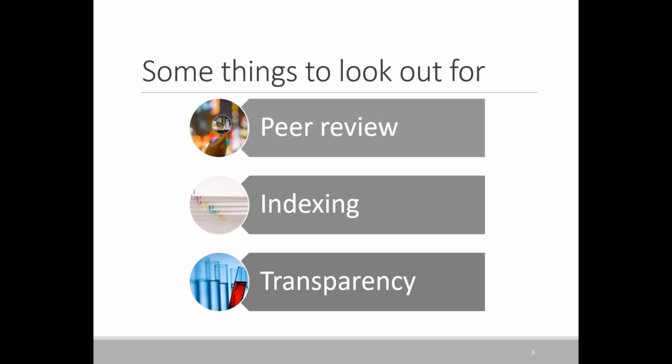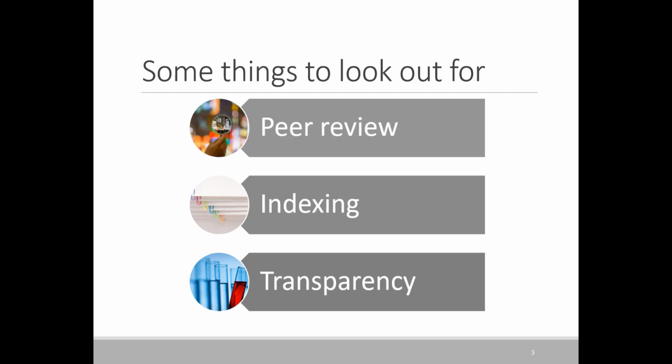You need to look at the peer review policies, the indexing policies, and the transparency of the journal procedures, including the editorial board. Firstly, journals have to have either a blind peer review or double-blind peer review policy. If you can't find any peer review policy, that is a problem.